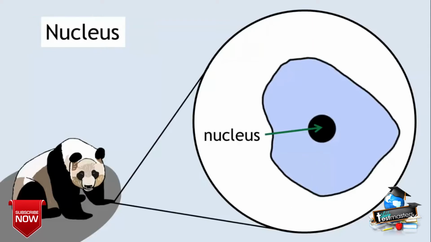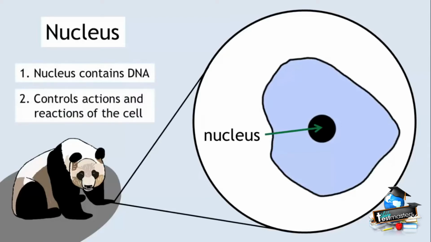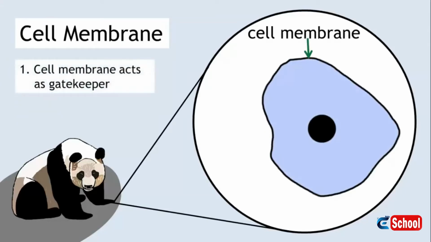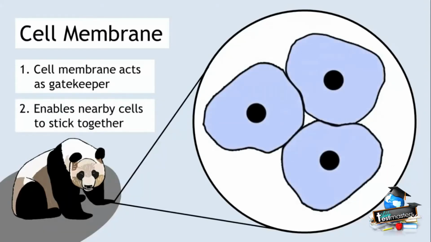The nucleus is the structure that contains the genetic information, otherwise known as DNA, and it controls the actions and the reactions of the cell. The cell membrane, which is the border of the cell, acts as the gatekeeper, and it controls what enters and exits the cell, as well as enabling neighbouring cells to stick to one another.